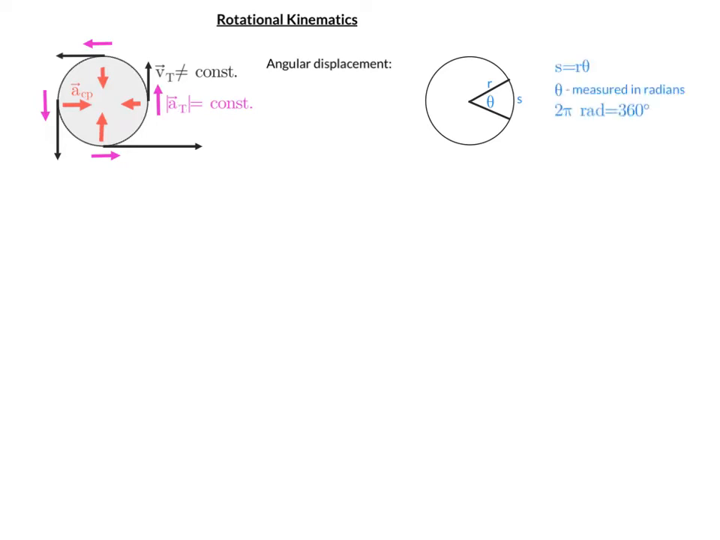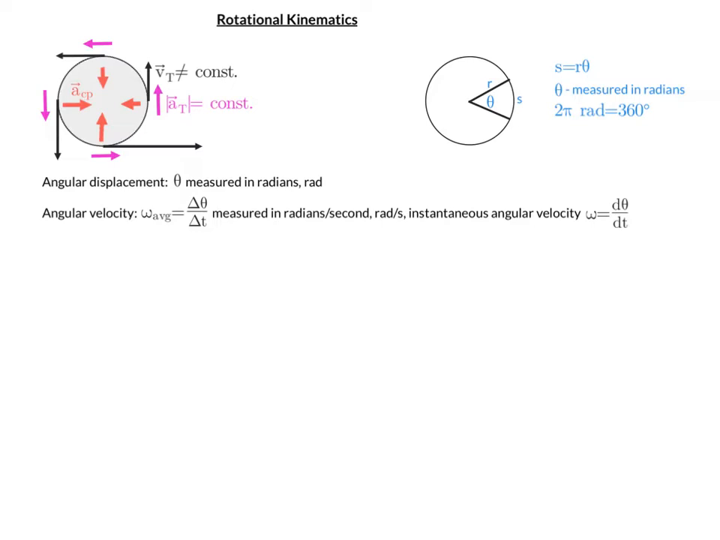The relationship then between the arc length that this object underwent here will be theta times the radius of the path. So the arc length is r times theta, but we have to make sure that we measure theta in radians. And just a quick reminder, 2 pi radians correspond to 360 degrees.